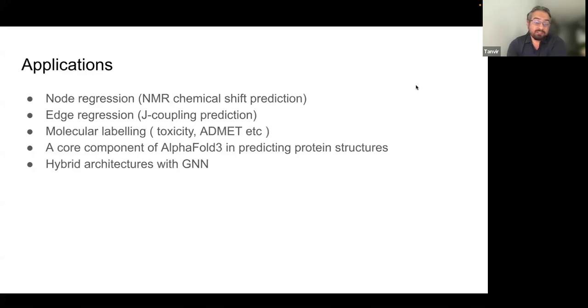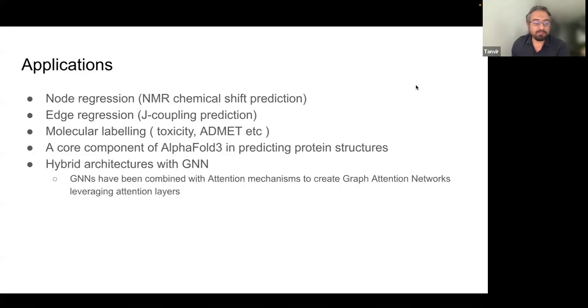You can also build hybrid architectures with GNNs, and that has been done recently as well, quite extensively studied. GNNs have been combined with attention mechanisms, which are a key component of LLMs. Using this attention mechanism, we can create something called graph attention networks that can leverage attention layers and learn relationships between atoms, which cannot be learned by a typical graph neural network. There are some studies that demonstrate that graph attention networks are better in that particular problem compared to regular GNNs.